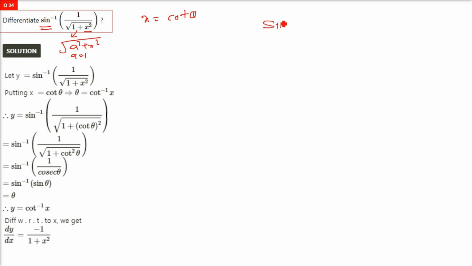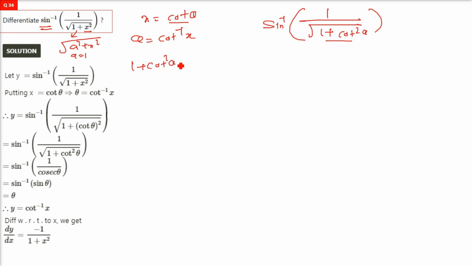So when you put x as cot theta, the inside thing goes under root 1 plus cot square theta. 1 plus cot square theta is what? 1 plus cot square theta is cosec square theta. From here, x is cot theta, so theta will be equal to cot inverse x. And since we have the root of cosec square theta, you are going to get cosec theta. If you take the under root, it will be cosec theta only. And cosec theta is what? 1 by sine theta. Or you can say sine theta is 1 by cosec theta. One and the same thing.